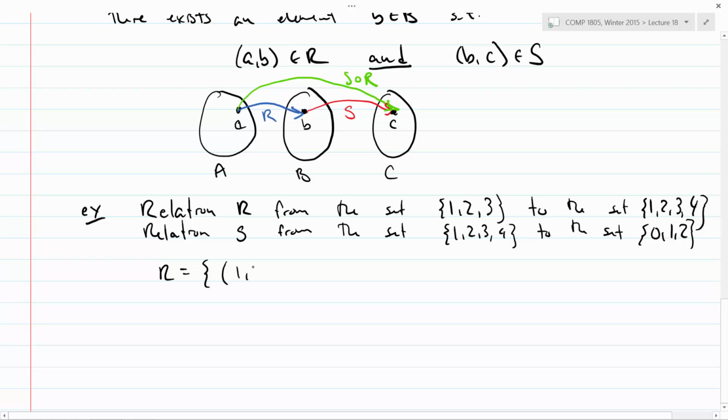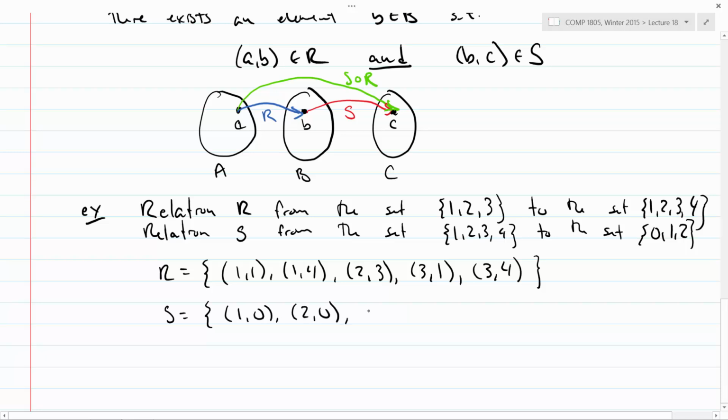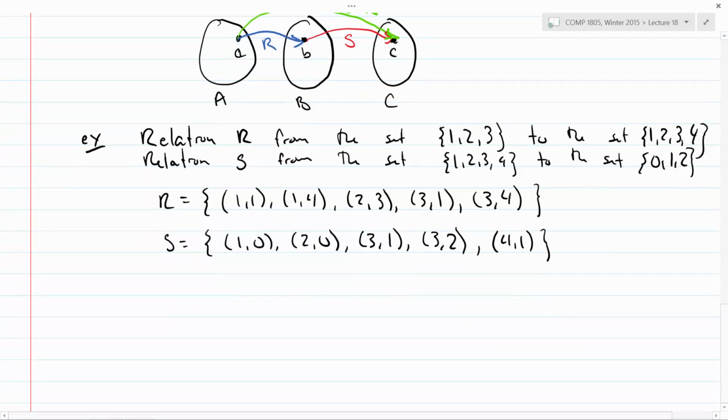So let's say R is 1, 1, 1, 4, 2, 3, 3, 1, 3, 4. And let's say S is 1, 0, 2, 0, 3, 1, 3, 2, and 4, 1. Okay, these are our two relations, and I would like to compose those two relations. So I would want to know, what is S follows R? What is that?